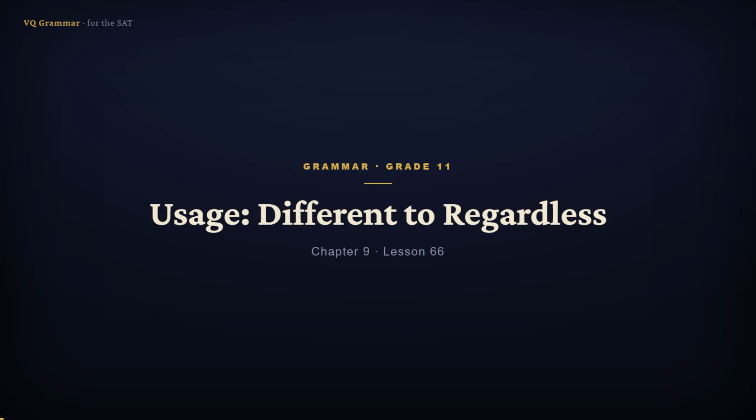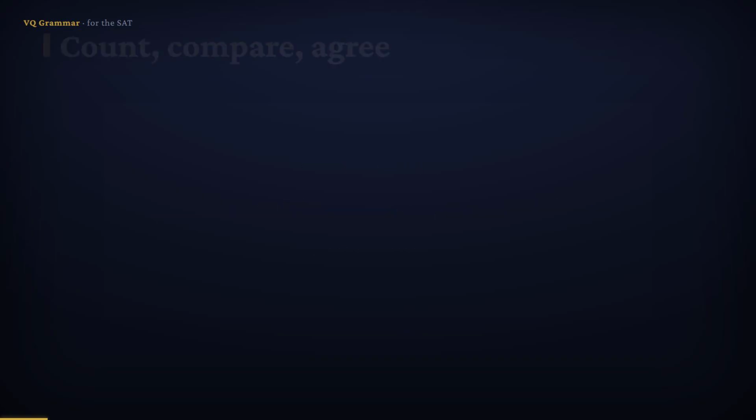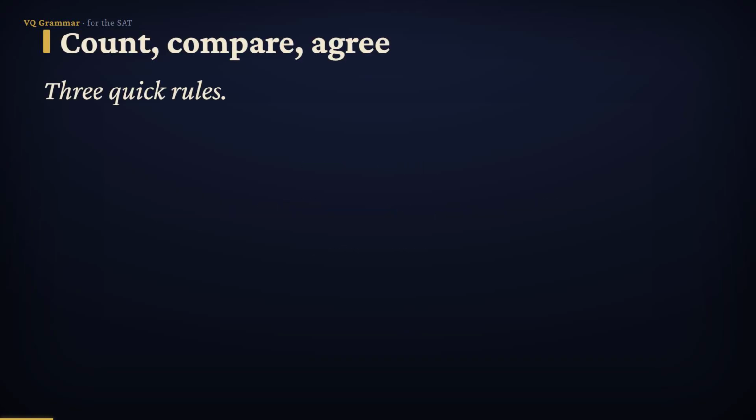Welcome back to Grammar Fundamentals for the SAT. This is Chapter 9, Lesson 66. Still more confusable words, including a couple that aren't really words at all. Today, from different from to regardless. Let's finish this stretch of the glossary, from different from to regardless.